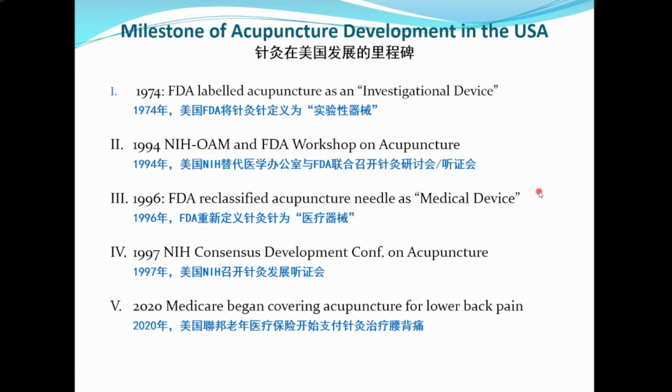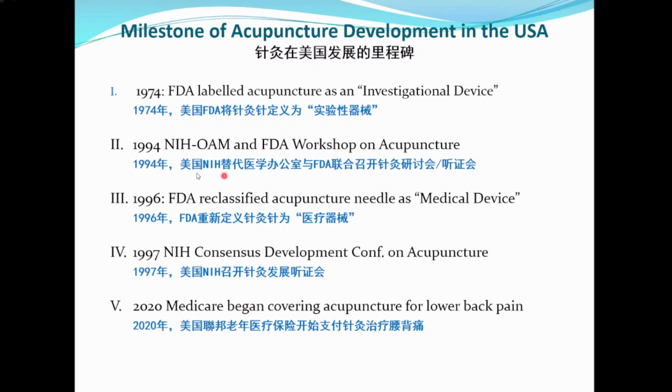There are a couple of milestones of acupuncture development in the United States. In 1974, if we remember, 1971 acupuncture became popular, but the FDA then got involved and labeled acupuncture as an investigational device, meaning you could only use acupuncture as a research or investigational device.